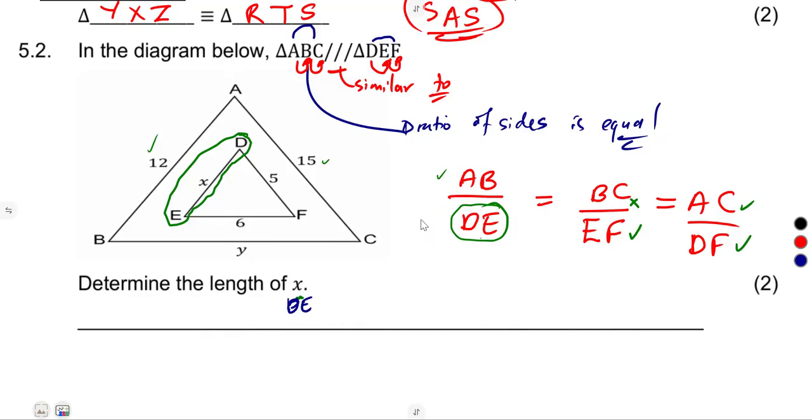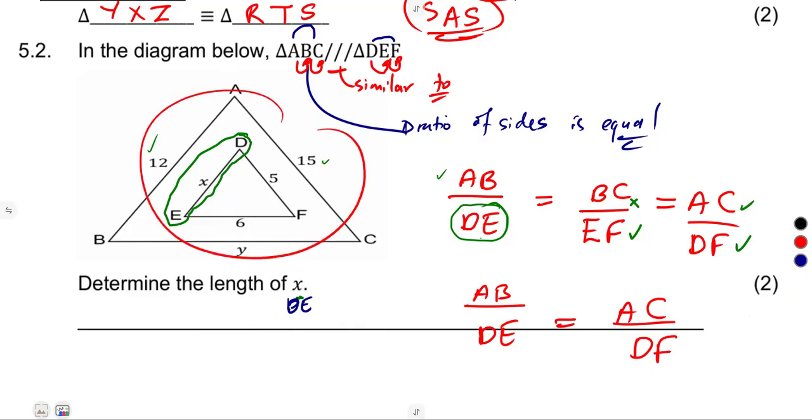So you write your ratio, then look into the ratio. What are you given from your diagram? And see which one you are going to use. So you're going to take the first one to the last one. That's AB over DE is equal to the last one, AC over DF, where we have everything given, not unknown values like this Y there. It's an unknown. We do not know that.